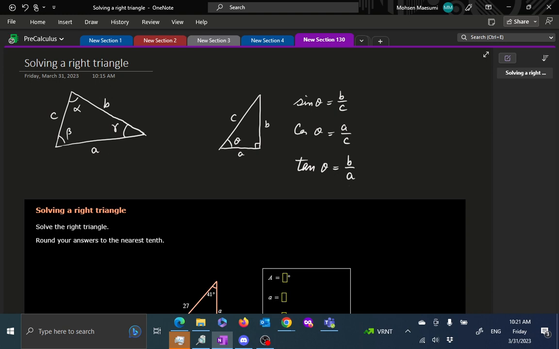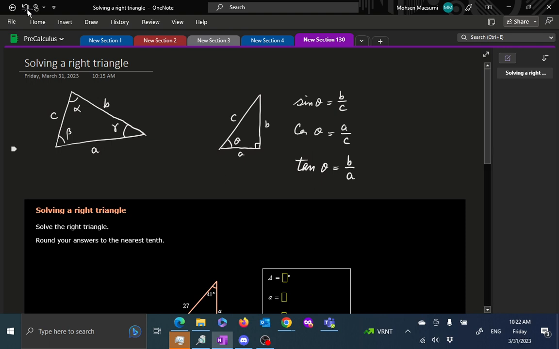Our topic today is solving a right triangle. There is such a thing as solving a general triangle. A general triangle has three sides and three angles. Certain relationships exist between these six quantities, and the question is, if some of them are given, can you find the others? That is what we are going to be looking at in the upcoming sections.